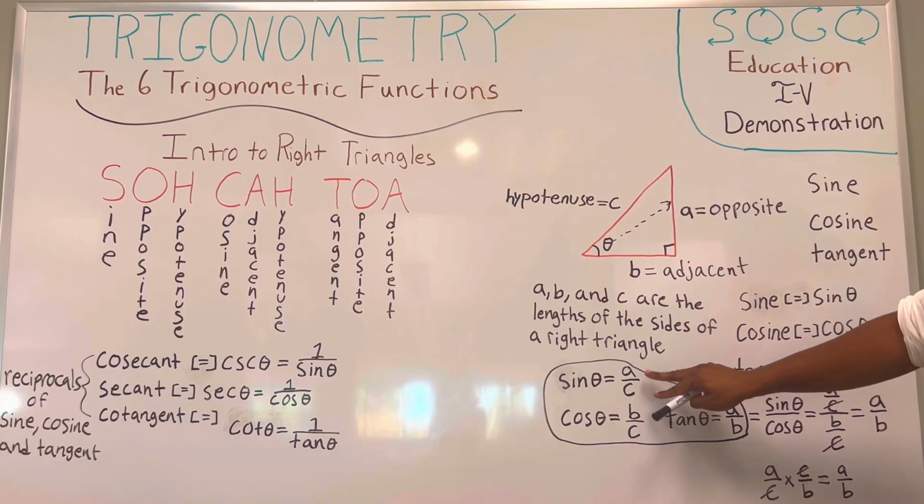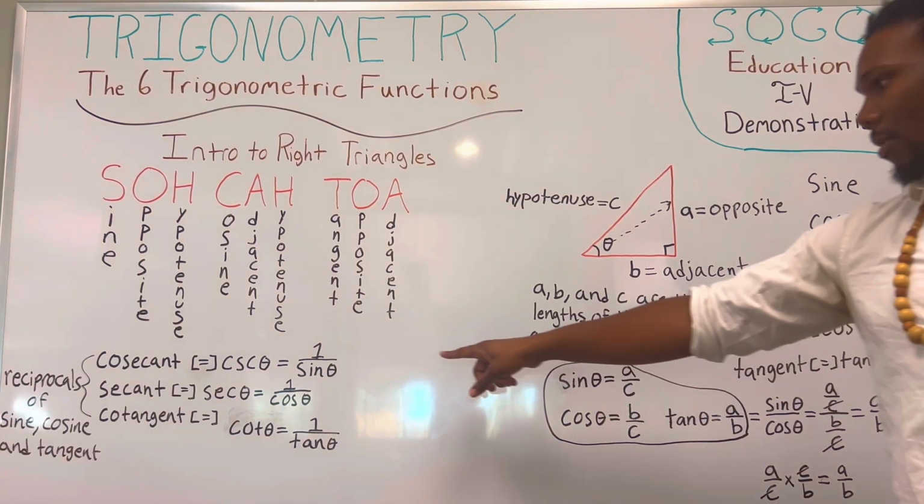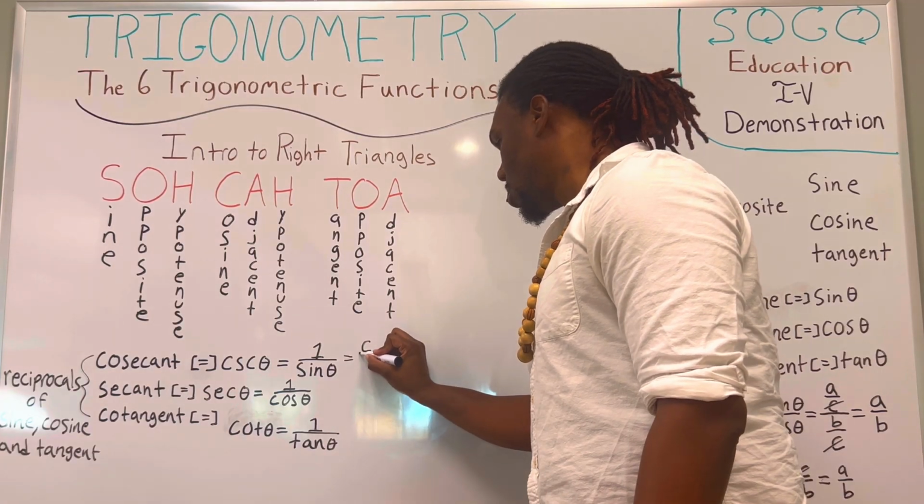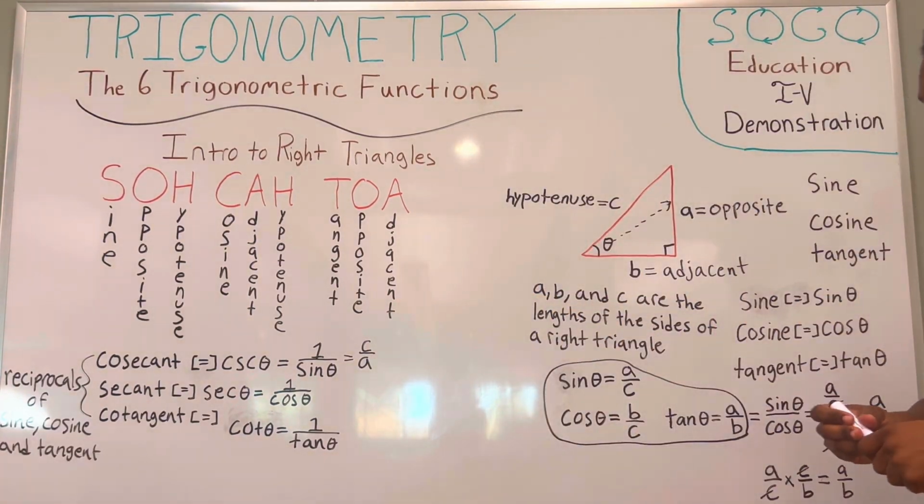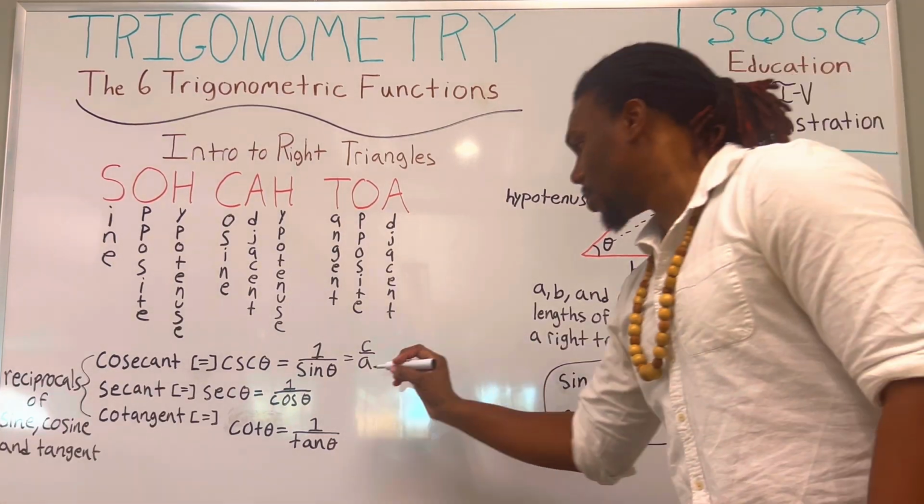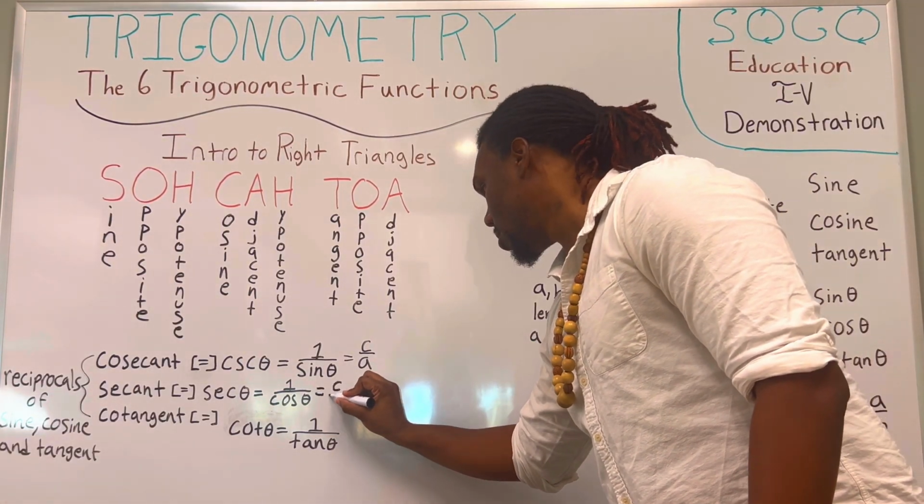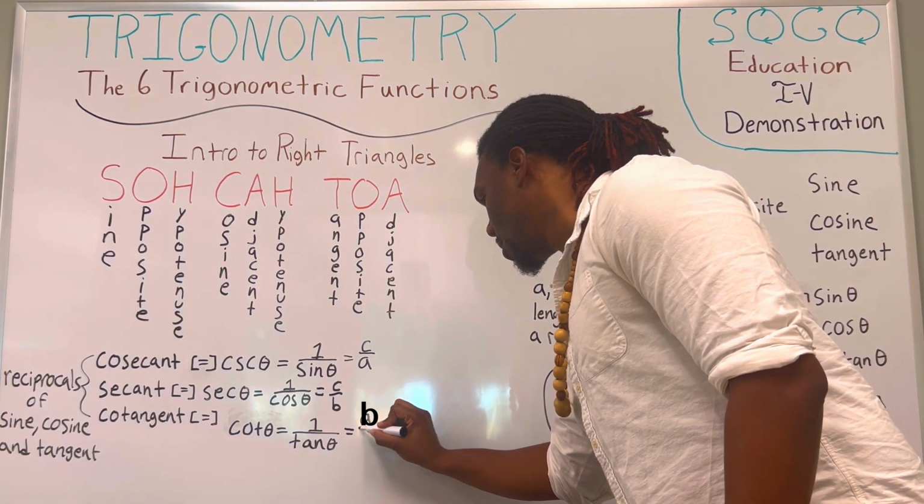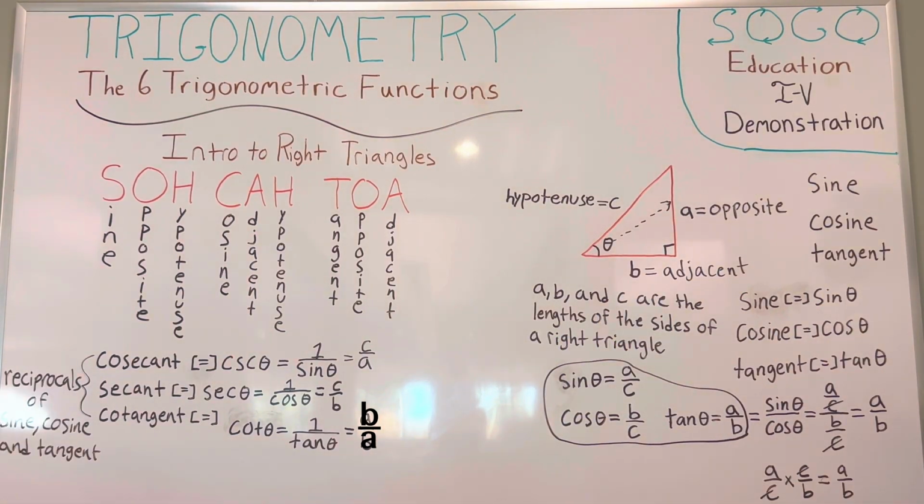So mathematically, the reciprocal means flipping the numerator and the denominator, right? So for cosecant theta, instead of A over C, you're gonna have C over A, the reciprocal of sine theta. For secant theta, the reciprocal is gonna be C over B, right? Then of course, for cotangent, you're gonna flip the A and the B to get B over A.